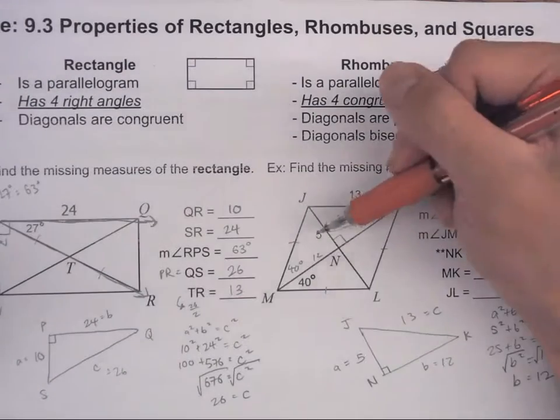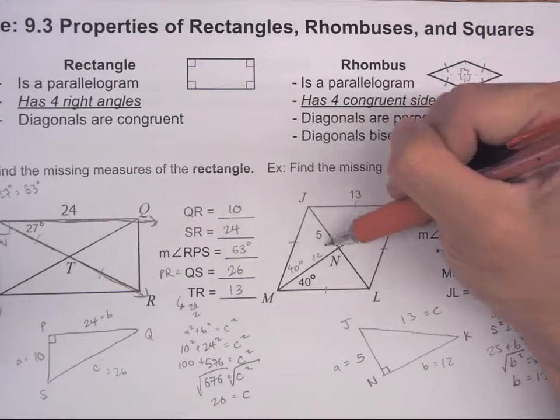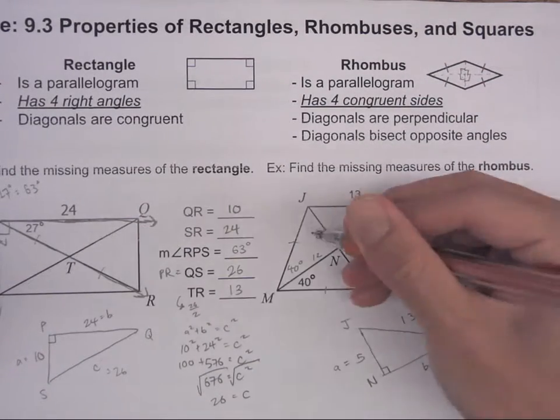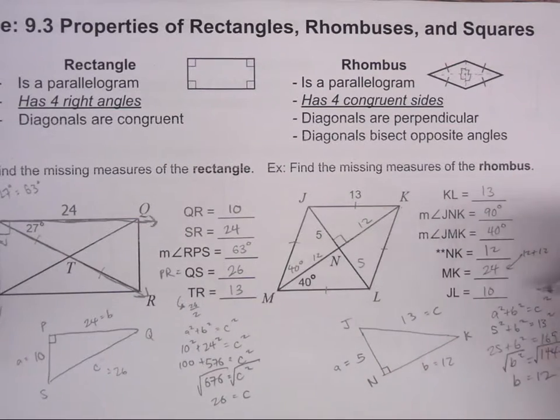Okay. JL, so in this case, if this is 5, NL has to be 5. So this one is 5 plus 5, which is 10.